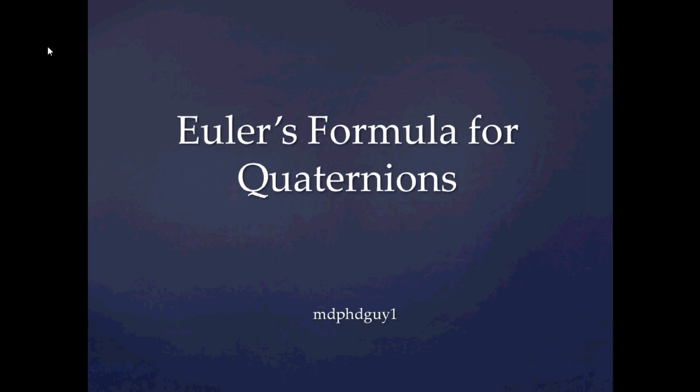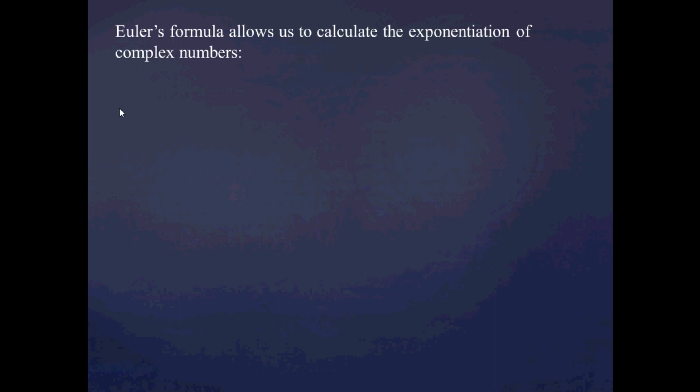What we're going to do in this video is derive a really interesting extension of Euler's formula, this time for the Quaternions, which is going to allow us to calculate e to a quaternion power. Euler's formula is among the most famous formulas in math, and what it allows us to do is calculate the exponentiation of a complex number.